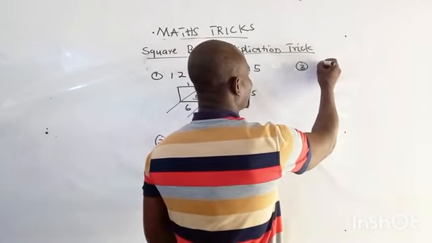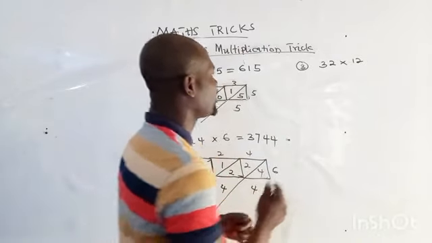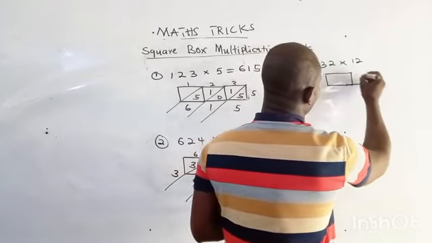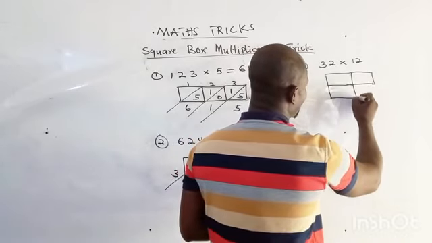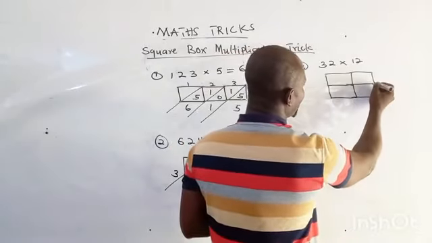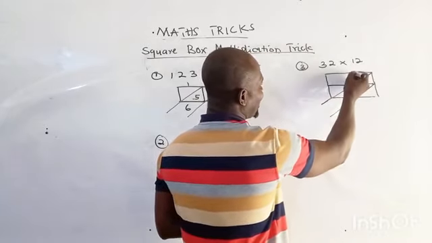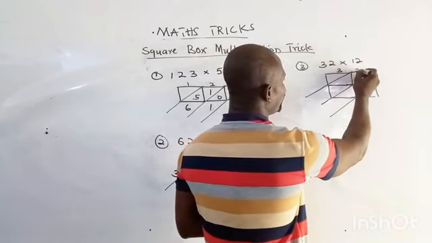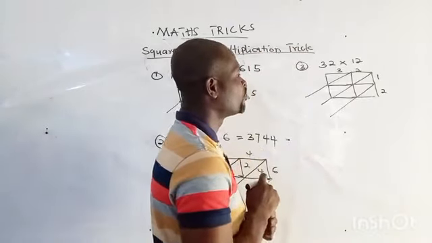So we have 32 times 12. 32 times 12, how do we go about it? The first set of numbers, we have 2 squares there. And then the second set of numbers, we also have what? 2 squares as well. So this is what we do. You divide this diagonal first, this diagonal as well, and then the last one too. So this is 3, 2, then 1, 2 here. 3, 2, and 1, 2.